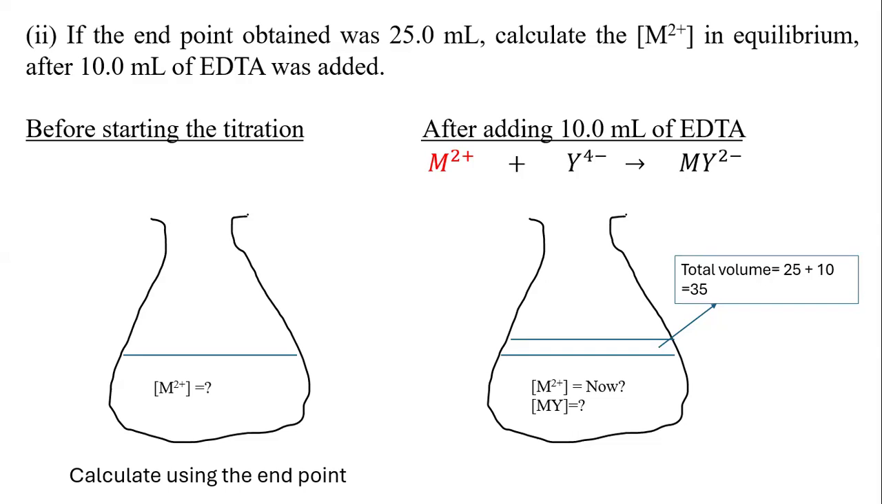Currently, only the total volume after adding 10 ml is known. We don't know how much M2+ is there and how much MY is there. But the question they are asking is, after adding 10 ml, what is the M2+ in equilibrium? Just tell me, after adding 10 ml, has all M2+ formed MY2-?